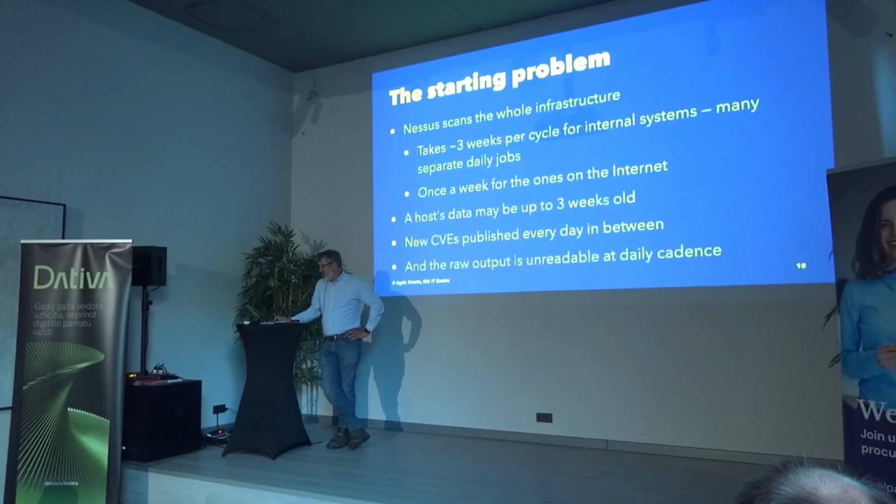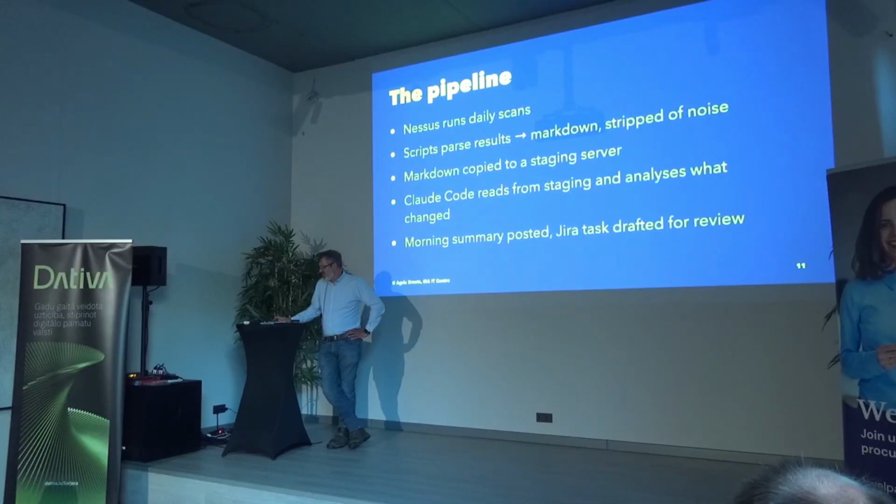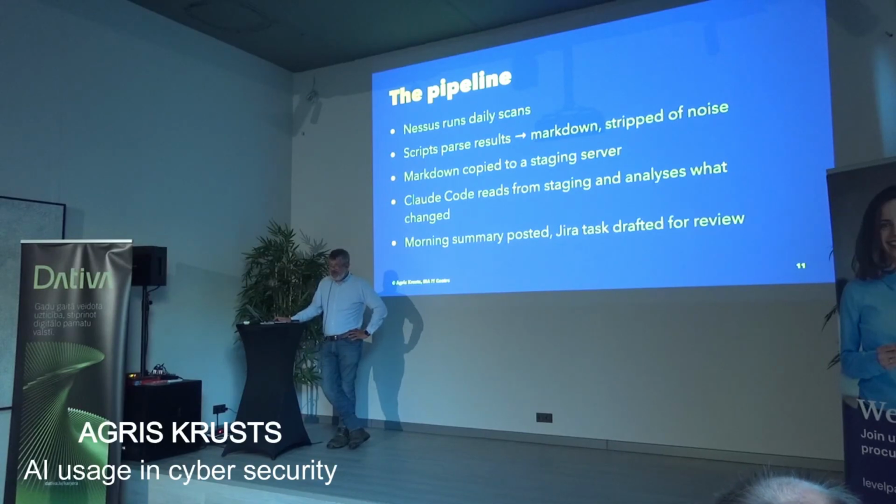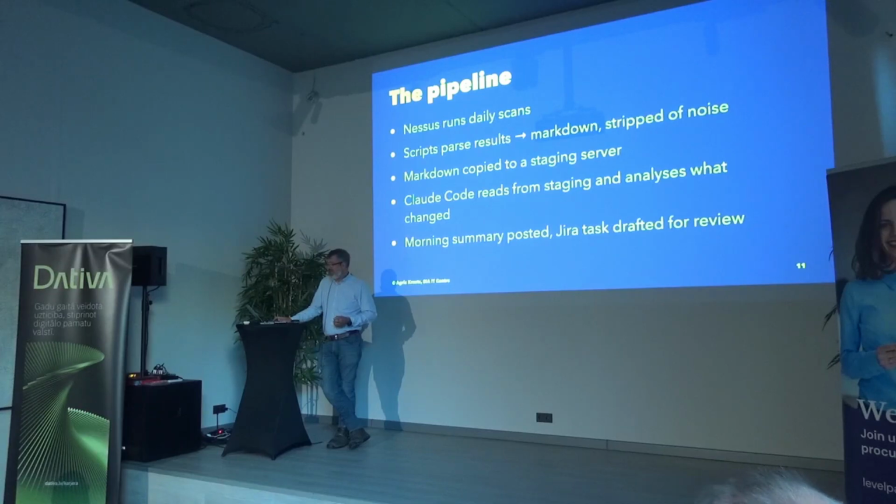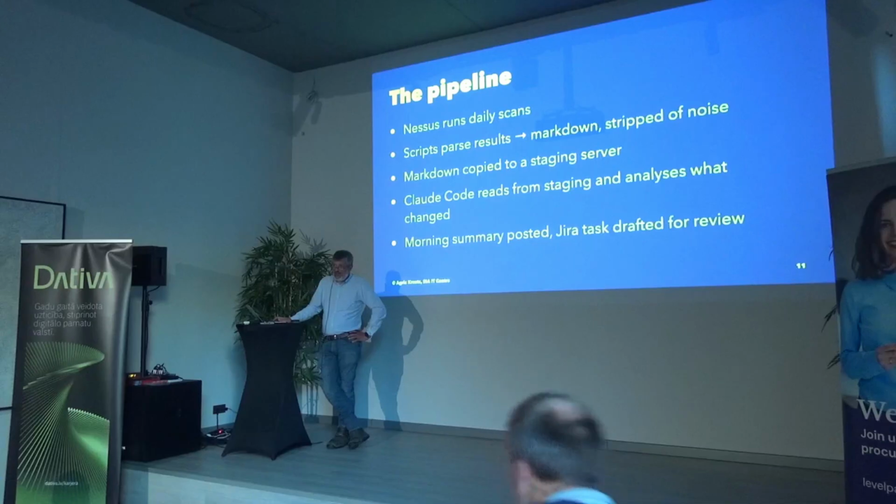So basically, Nessus runs daily scans. So how did I approach this problem? Each day on the Nessus server there is a script which downloads the Nessus report for the current day and converts it to Markdown. By converting it to Markdown, it filters out the unneeded stuff. There is stuff which is not interesting, so it basically leaves what is interesting.